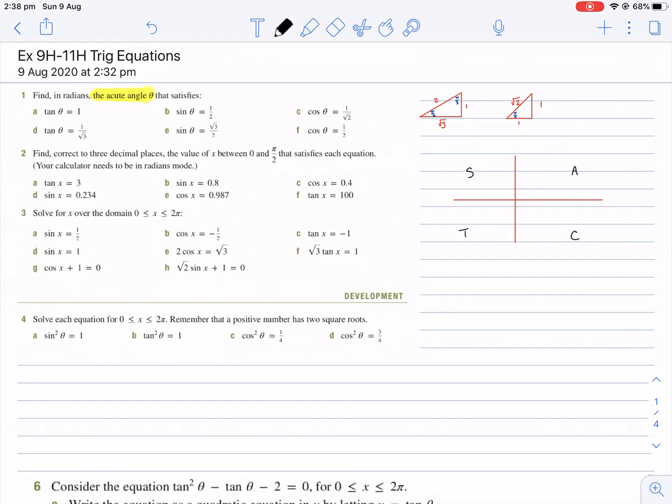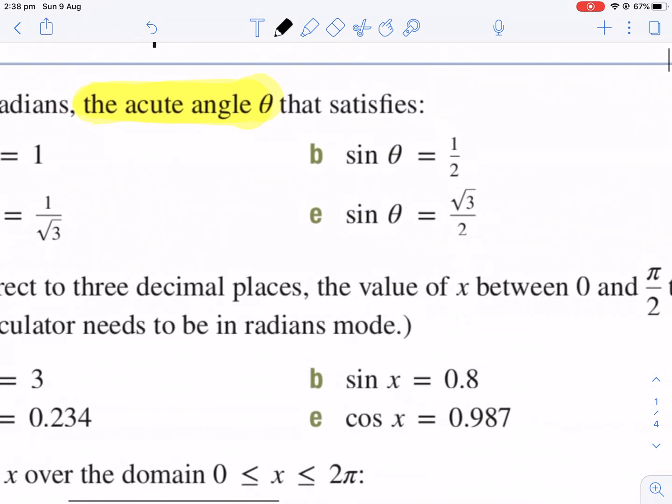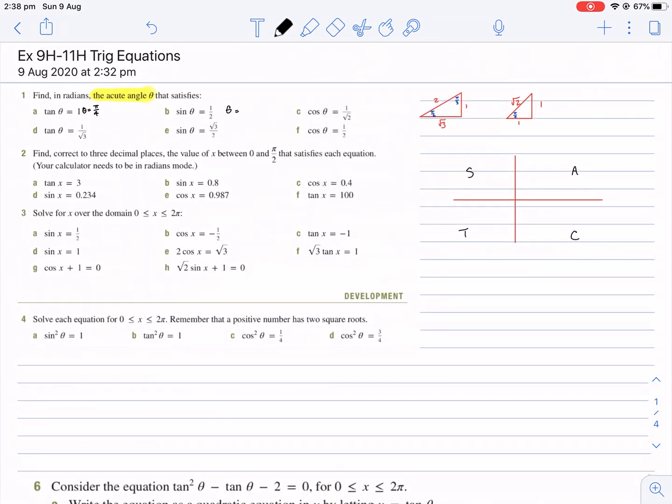Now, we know tan theta is 1 over 1. That's going to give us pi on 4. That's the only one that gives us that. So that's theta equals pi on 4 is the solution. For sine to come out as a half, it must have been pi on 6. So theta is pi on 6. For cos to come out as 1 on root 2, it must have been pi on 4.